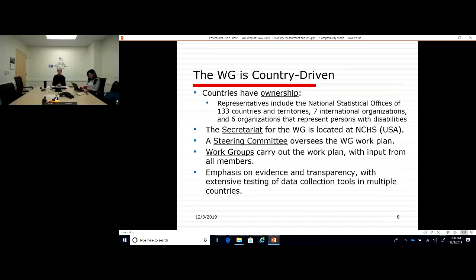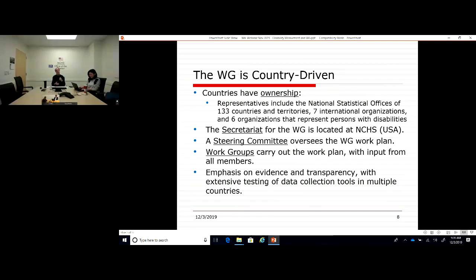There's a very small secretariat for the Washington Group that's located here in Washington at the National Center for Health Statistics. That's where I work. We have a steering committee made up of members from different regions that oversees the Washington Group work plan, and work groups that carry out the work plan that we've established. So we get input from all members.